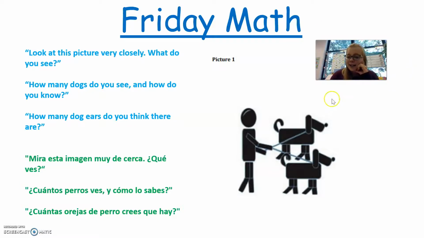I think, well, there could just be 2, because I only see 2 ears. But how many ears does this dog have? Does he just have 1? No, he has 2 ears. So each dog has 2 ears. So that means together, so we have 2, 4. So how many ears do we have altogether? 4, right? Because each dog has 2 ears. So he has 2 ears, and he has 2 ears. So together that's 4. We can count by 2s to figure that out.